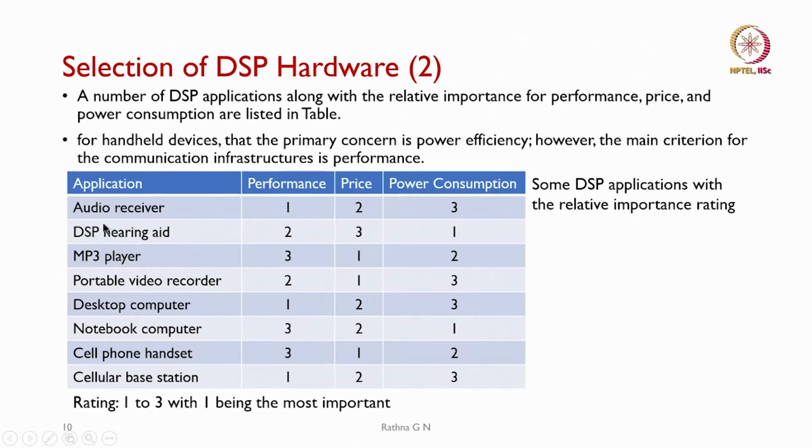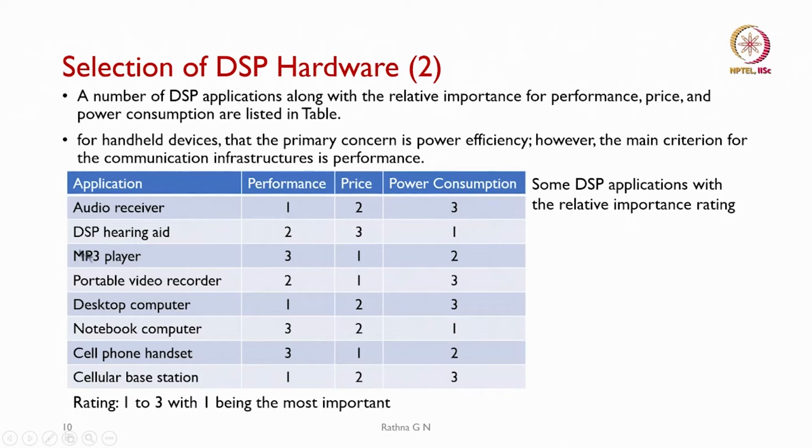The first application we will be considering is the audio receiver. The performance we want is 1, the price should be medium, and the power consumption should be low. You will be seeing the rating is 1 to 3, 1 being the most important one and 3 the lowest one. So we want to have a low power consumption in this.